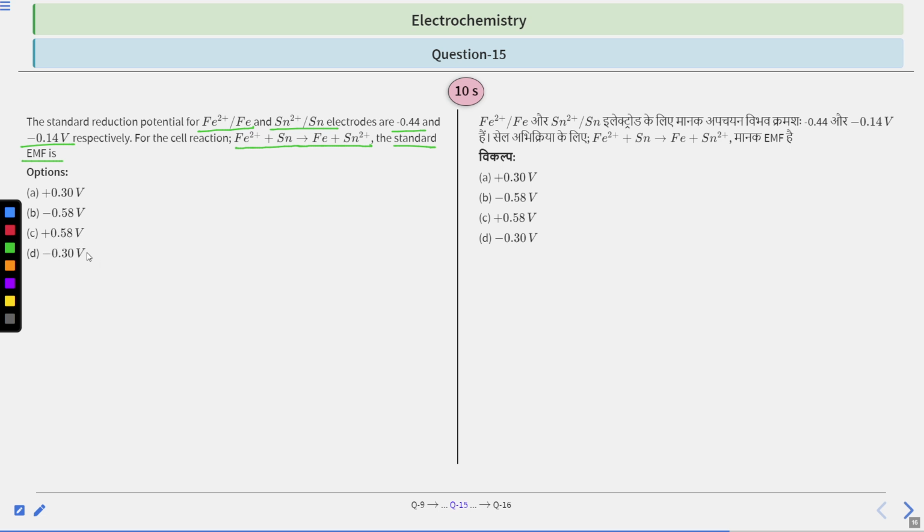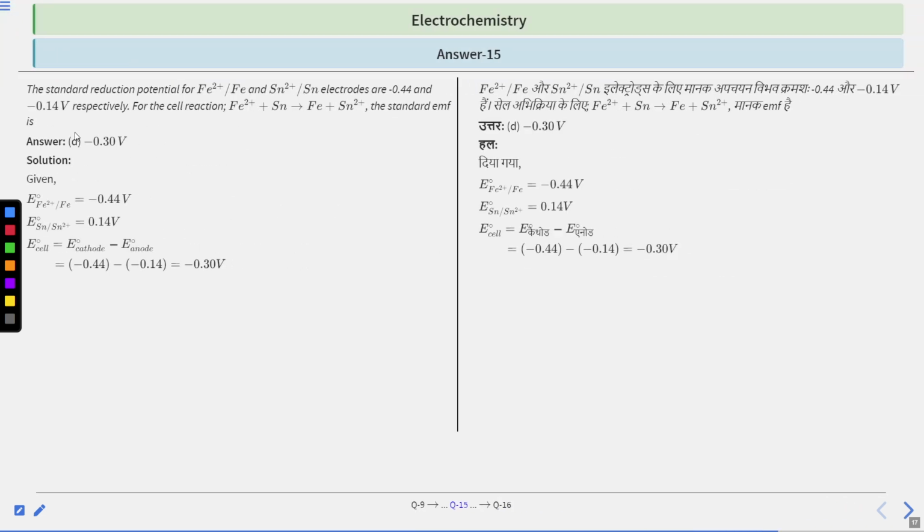So you have 10 seconds to solve this question. After that, we will see the correct answer. Okay, let's see the correct answer. That is option D, that is 0.30 volt.